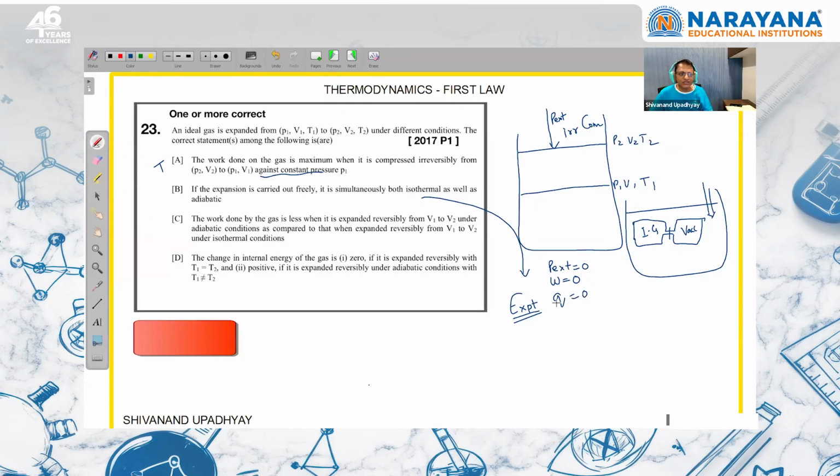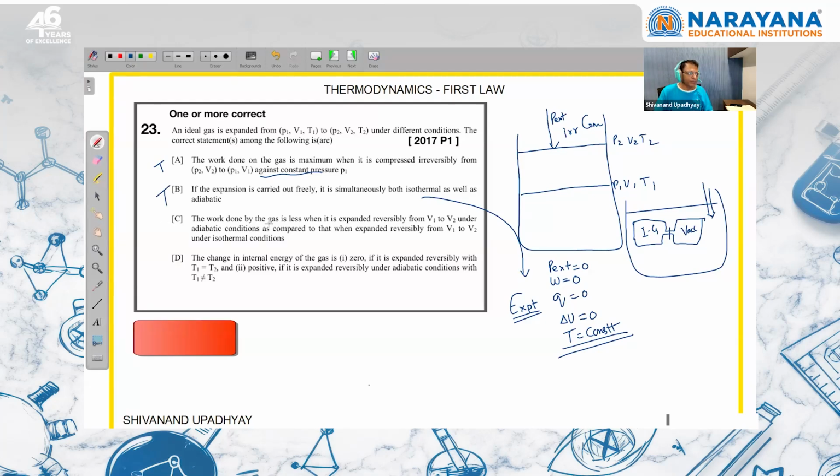So if Q will be zero, W will be zero, so delta U will be zero. Then temperature will be constant. So we'll say that this free expansion is isothermal, irreversible, as well as adiabatic. So if expansion is carried out freely, it is simultaneously both isothermal as well as adiabatic. This is correct. This is true.